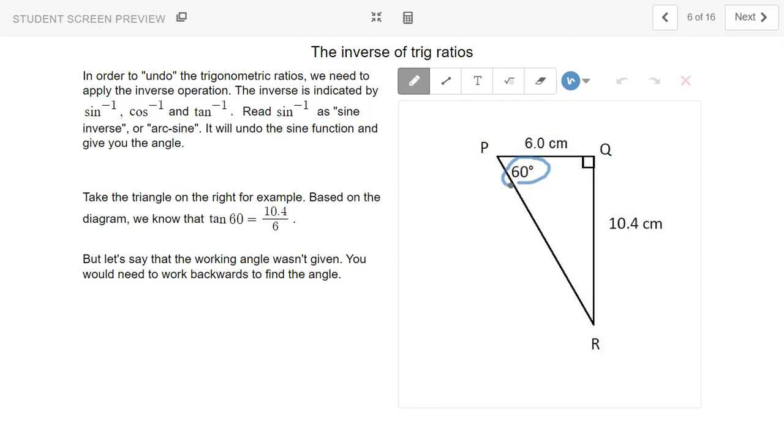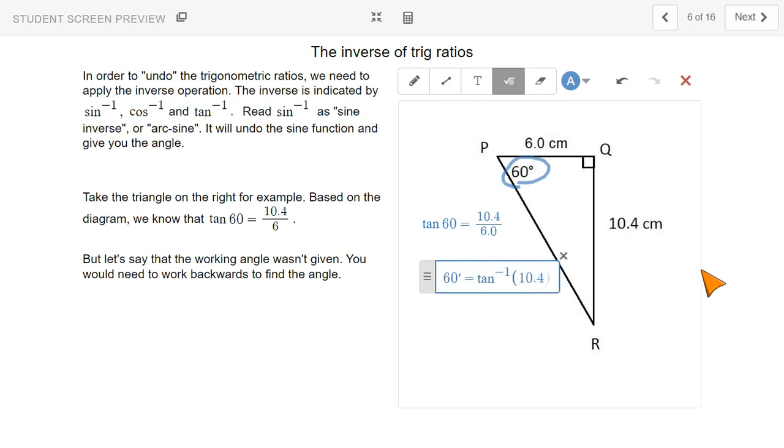If I have 60 here, I have my opposite and my adjacent. I could say that tan 60 is equal to 10.4 over 6.0. Now, if I undid the tan, I would have 60 degrees is equal to inverse tan, or tan inverse, of 10.4 over 6.0. So when you throw this into your calculator, you would get 60.